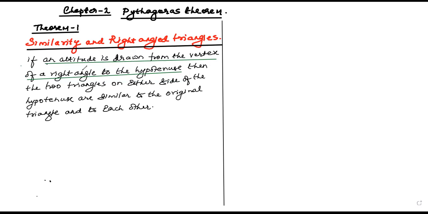Now remember, hypotenuse कौन सा triangle में रहता है? Right angle triangle में. So if the perpendicular is drawn from the vertex of a right angle, वो भी right angle triangle में रहता है. मतलब एक right angle triangle draw करूंगा. Got it? So I draw one right angle triangle.